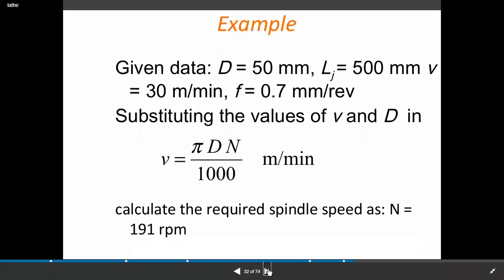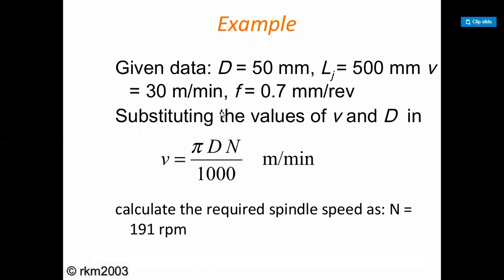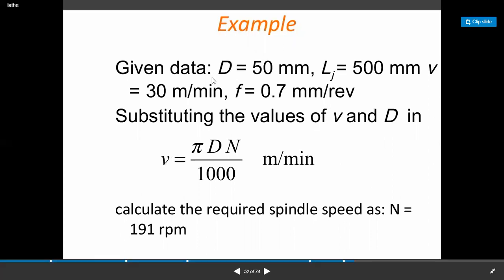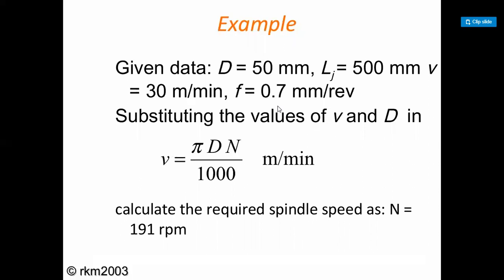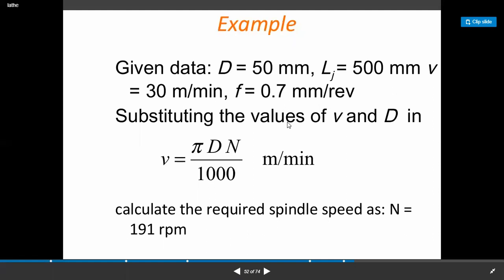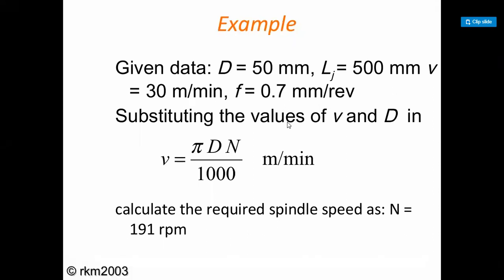Before calculating the machining time, let us see the given data. D is 50 mm, the maximum diameter. The length of the job is also given, 500 mm. Then cutting speed v is equal to 30 meters per minute, and the feed f is 0.7 mm per revolution. So substituting these values we can find the speed. Cutting speed v is equal to pi d n upon 1000. We know the formula, we know the v value, and we have to calculate n actually.